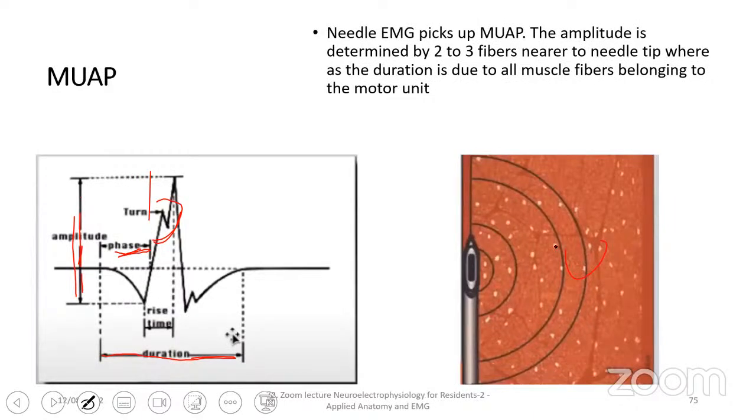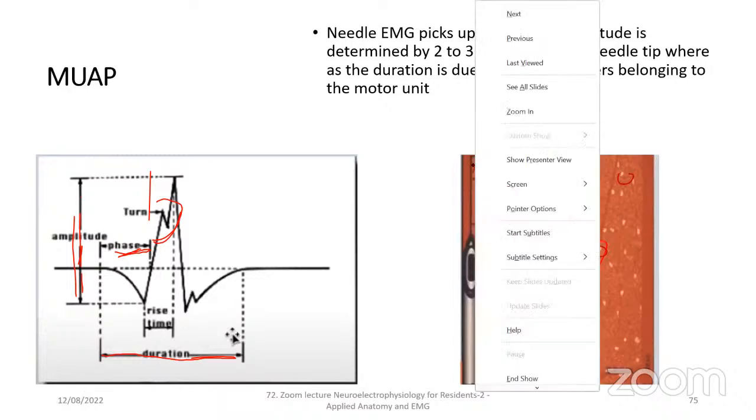And so this is a very important diagram for understanding. Needle EMG picks up MUAP. The amplitude is determined by 2 to 3 fibers which are nearer to the needle tip, whereas the duration is due to all the muscle fibers belonging to the motor unit. These motor unit fibers can be here, can be here, can be here. So all these will account for the duration, but the amplitude is determined by 2 to 3 fibers which are nearer to the needle, like this one and this one.